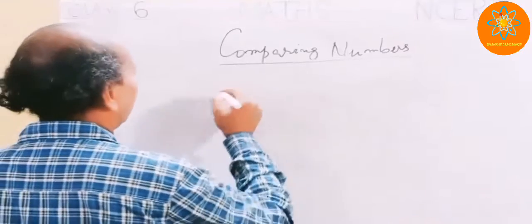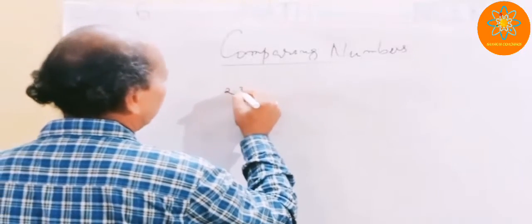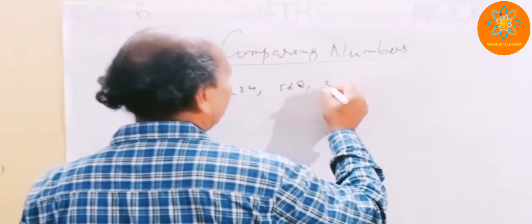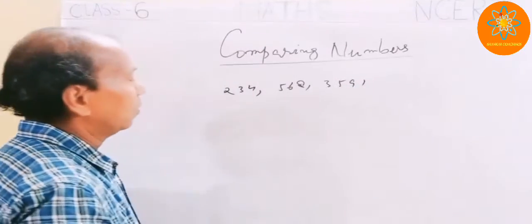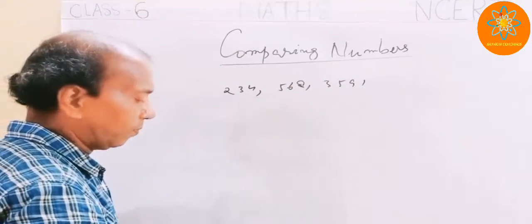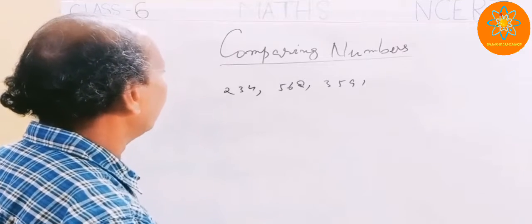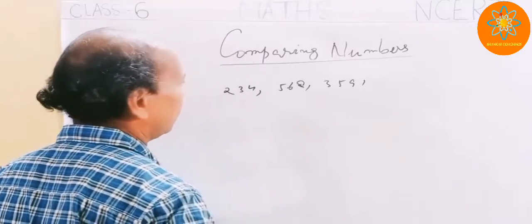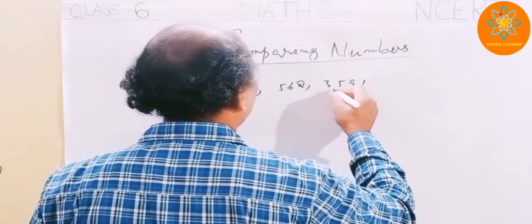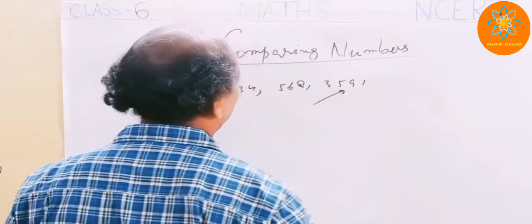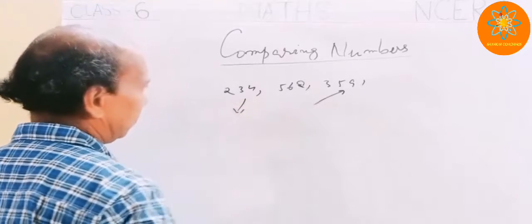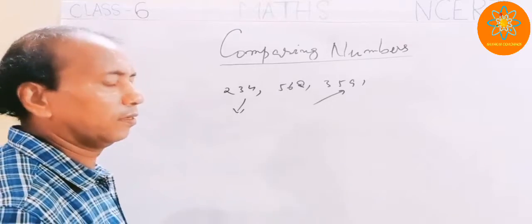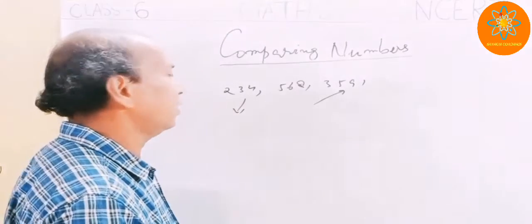Suppose the numbers are given: 2, 3, 4, 5, 6, 8, 3, 5, 9, 1. If the numbers are given in this way, we can find which one is the greatest and which one is the smallest. This number is the greatest one, and this number is the least one. So how will we find which one is greatest and which one is the least?